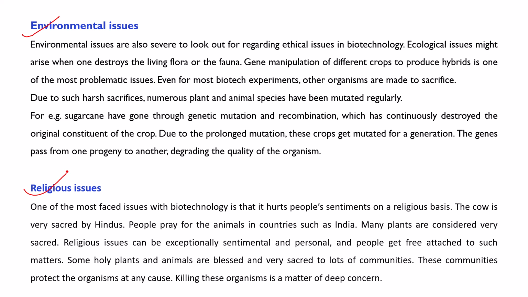Okay, so some holy plants and animals are blessed and very sacred to a lot of communities. These communities protect the organism at any cost, and killing these organisms is a matter of deep concern for them, and any genetic manipulation is also a concern for them.